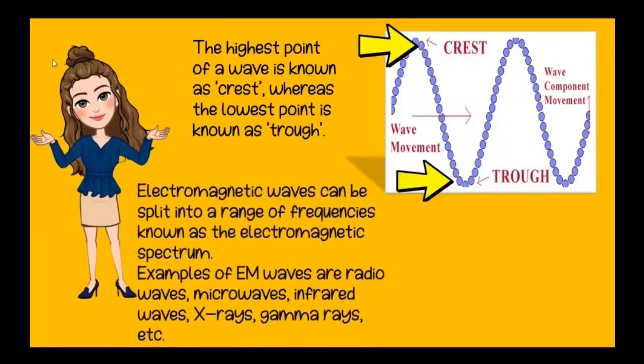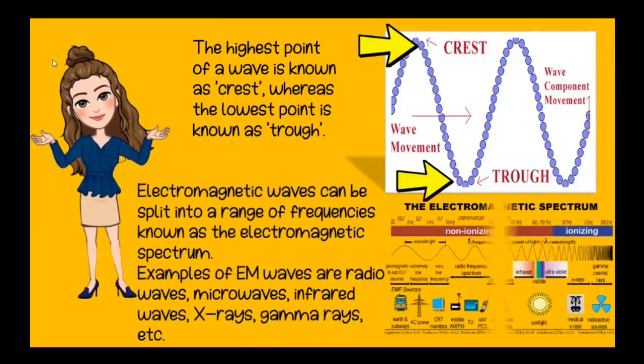Electromagnetic waves can be split into a range of frequencies known as the electromagnetic spectrum. Examples of EM waves are radio waves, microwaves, infrared waves, X-rays, gamma rays, and so on.